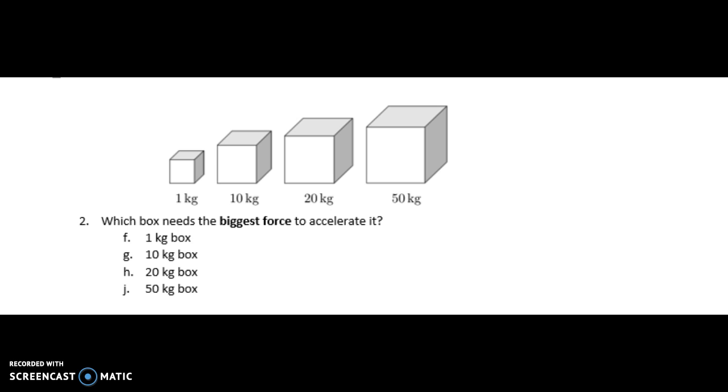Number 2. What box needs the biggest force to accelerate it? F. 1 kilogram. G. 10 kilograms. H. 20 kilograms. Or J. 20 kilogram box.